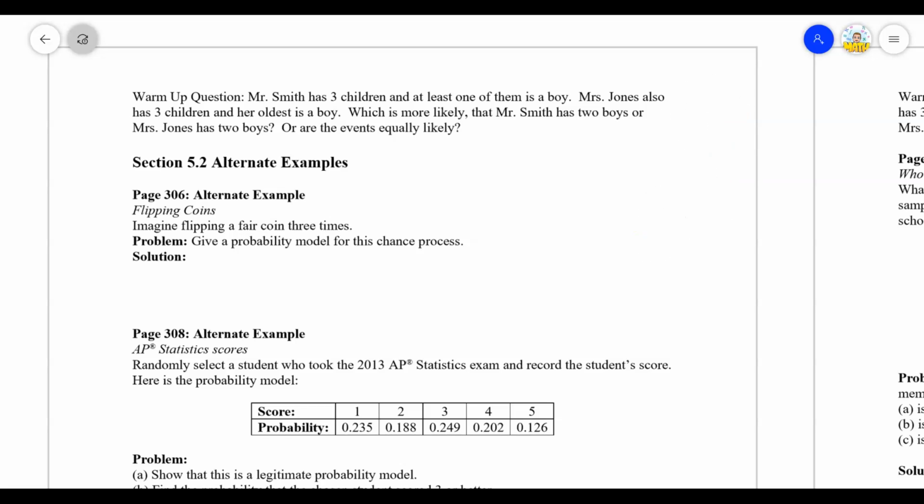Give pause. So that's what I want to do in the first example here. Give a probability model for this chance process. So what this means is I'm gonna flip a fair coin 3 times, and I want to picture what this is going to look like. So sometimes a probability model would be a table like this, okay? And other times I could just look at the sample space.